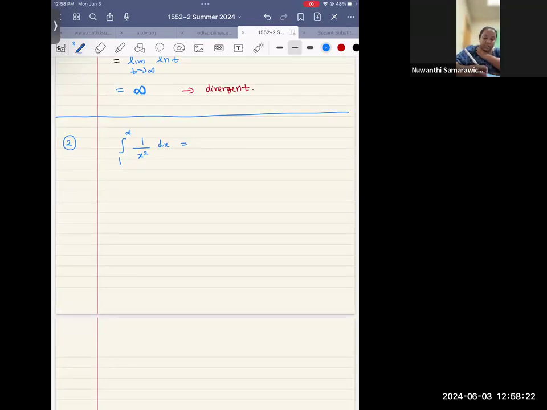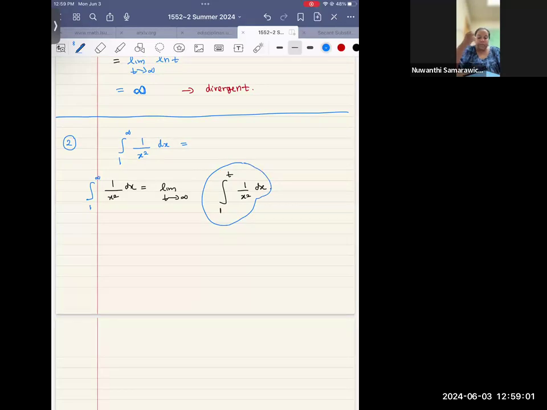Now let's write this in limit terms. So the first step: we replace infinity by t. So this is 1, and the limit as t goes to infinity of 1 over x squared dx. So can you all find what is the integration of this part? What do you get for this?